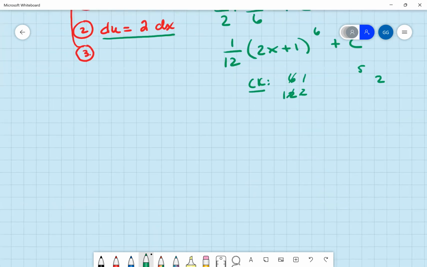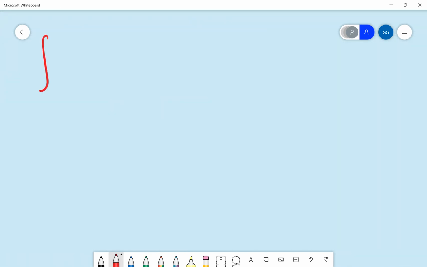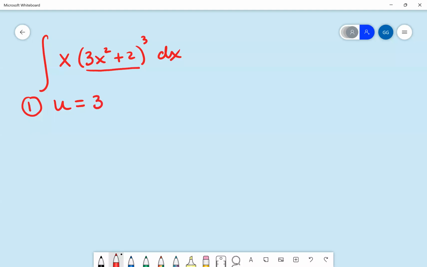Okay, so let's do some more practice. The indefinite integral of x times (3x squared plus 2), closed, cubed, dx. First step, choose a u. So I'm going to choose u to be the inside stuff, which is 3x squared plus 2. My second step is the derivative of u. So that's du equals 6x dx. Make sure you attach the dx. Otherwise, you're not going to be sure or clear on how to build up your integrand.